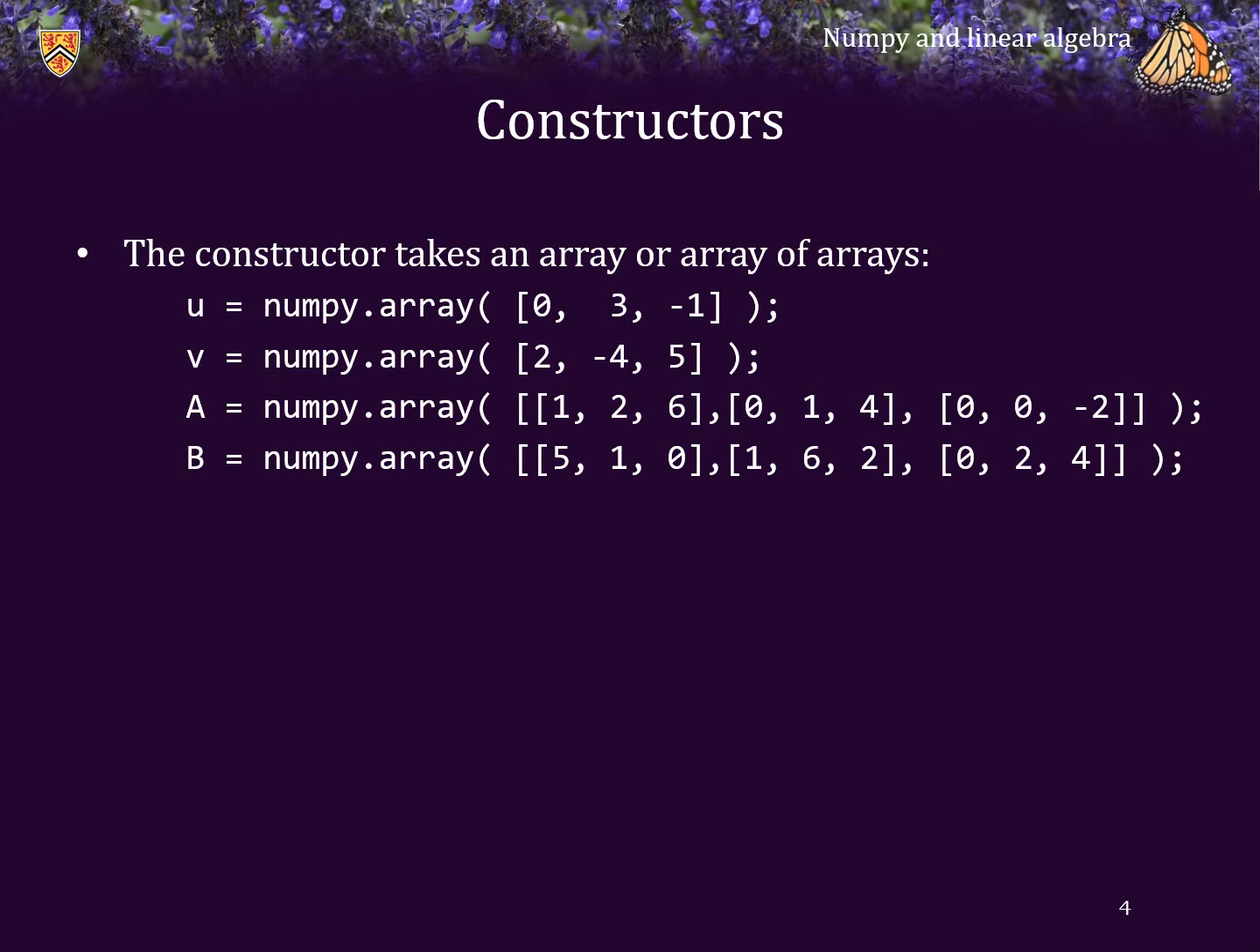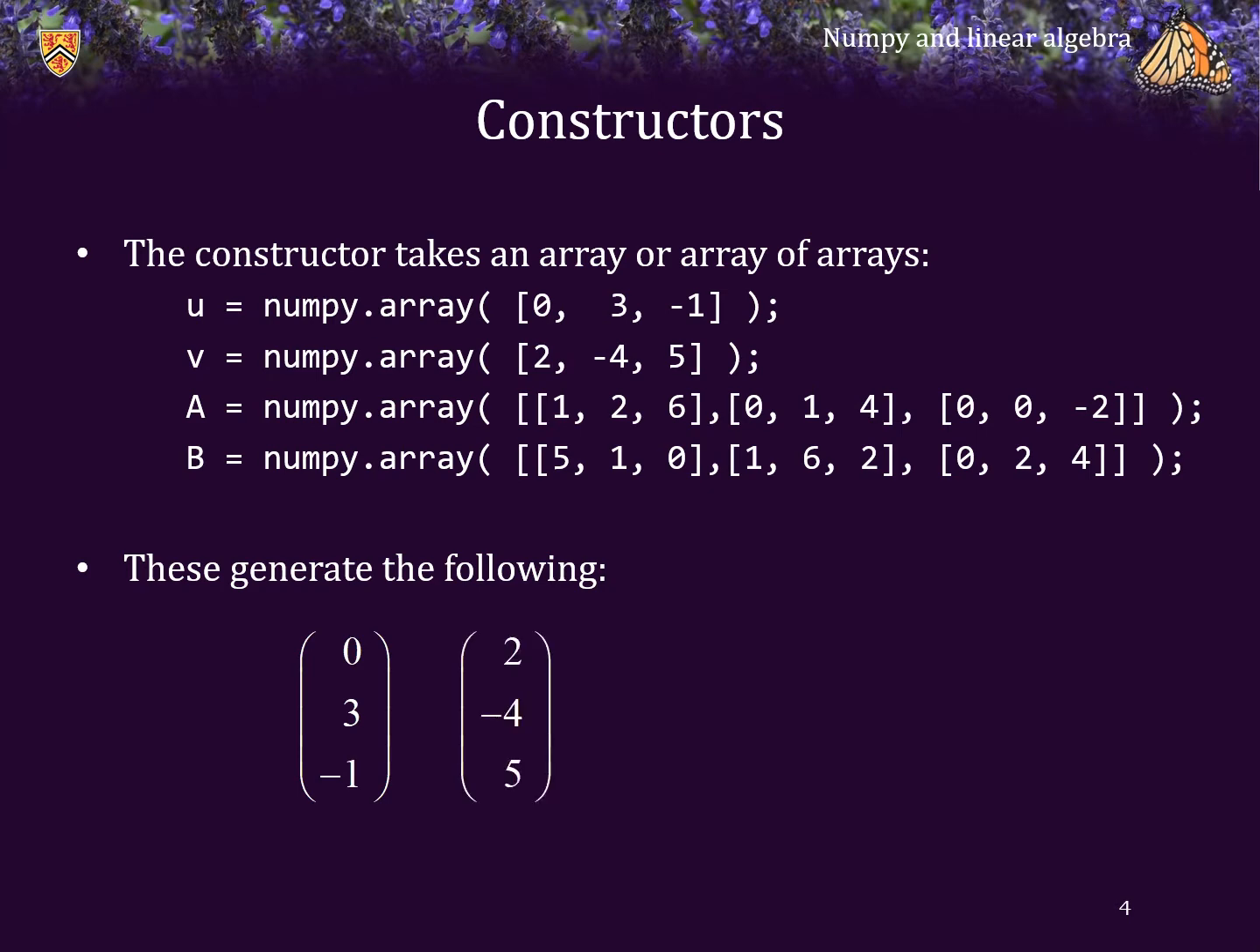So for example, here the first generates what we would consider the vector 0, 3, -1, the second 2, -4, 5, and now we have two matrices. And so the matrices are given in row order. So again, the first row of the matrix A is 1, 2, 6, then the next row is 0, 1, 4, and then 0, 0, -2. As you can see, this is an upper triangular matrix with determinant -2.